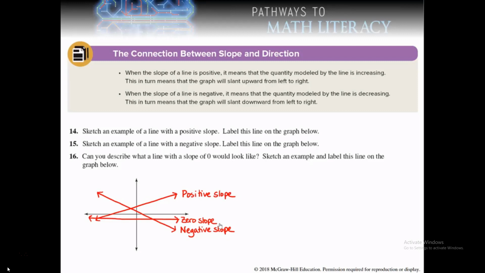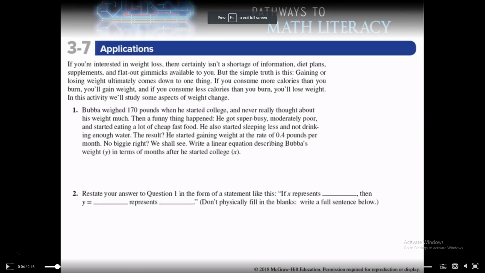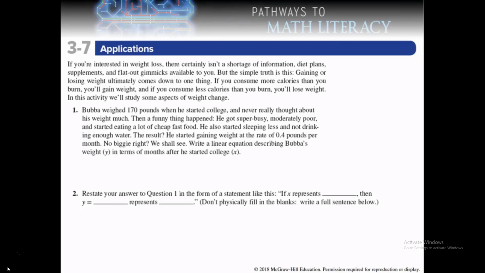In number 1, we've got someone who weighed 170 pounds when he started college and then started gaining weight at a rate of 0.4 pounds per month. So we're going to write a linear equation describing his weight as y in terms of months after he started college, which we'll let be x. So that would be that his weight y equals the 170 pounds that he started at plus the 0.4 pounds he's gaining per month times the number of months, which is x.